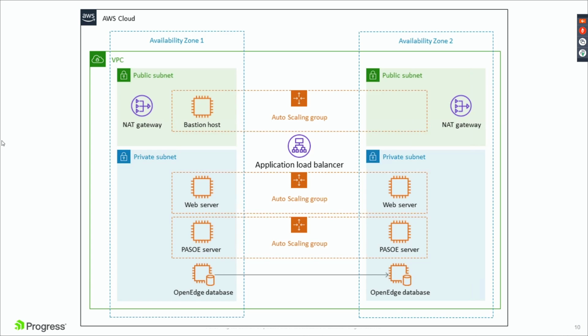So if you need to do maintenance on these machines, then you would use the Bastion host. If you are just running your application and need to access, let's say, the production web UI, then you use the load balancer. The Bastion host, the web server, and the PASOE server are running with an auto-scaling group, which means that based on the demand, on the requirements of the system, more instances will be run, right? So these provide a way for high availability in combination with the multiple availability zones.